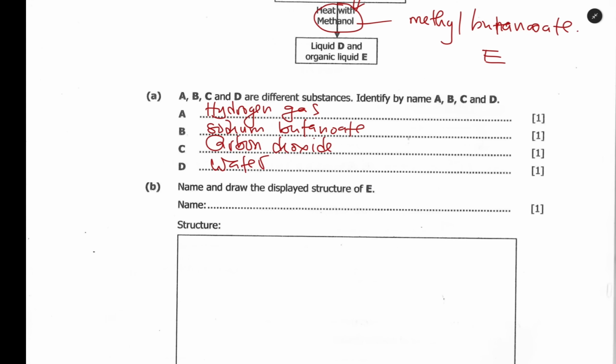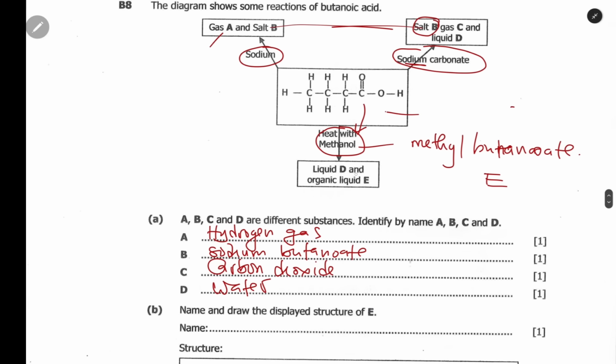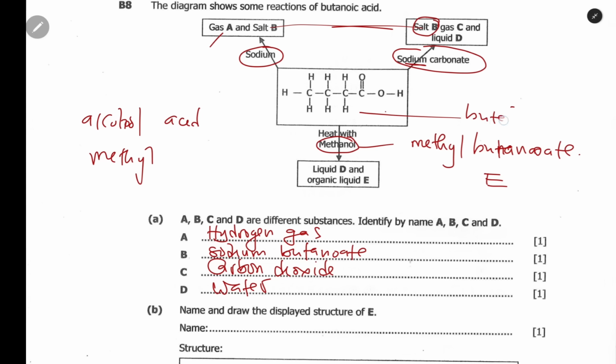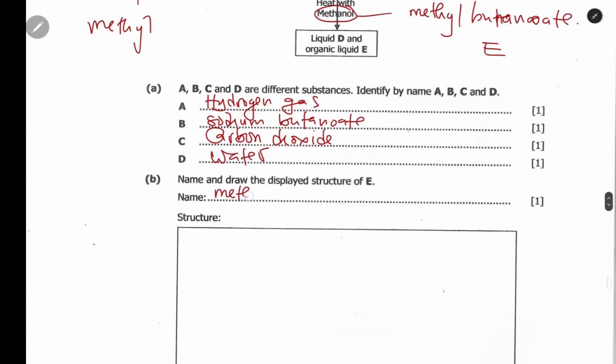Now, B, name and draw the displayed structure of E. Look at this. So, what is formed is an ester. Now, for an ester, the first part of the name comes from the alcohol. Then the second part comes from the acid. So, the alcohol is methanol, so it becomes methyl. Then the acid is butanoic acid, which becomes butanoate. So this is methyl butanoate.